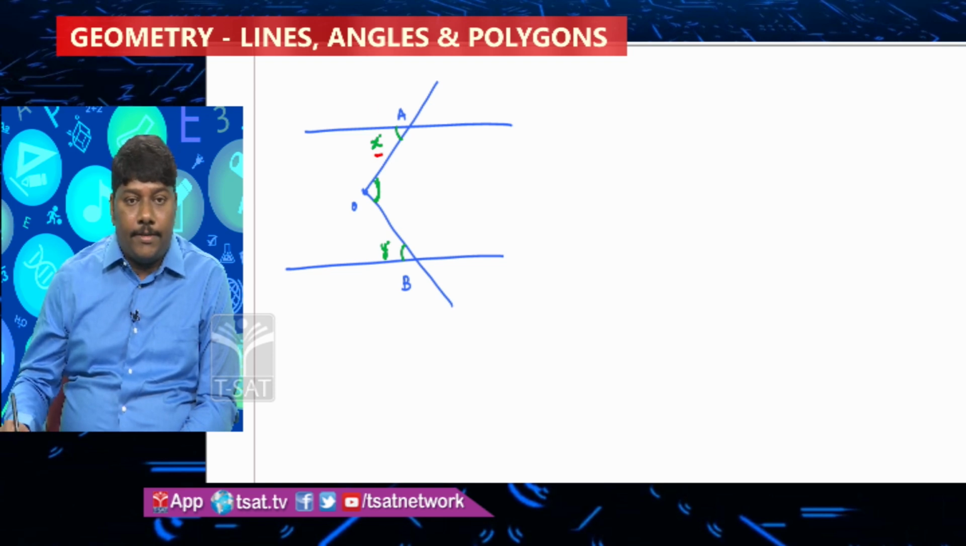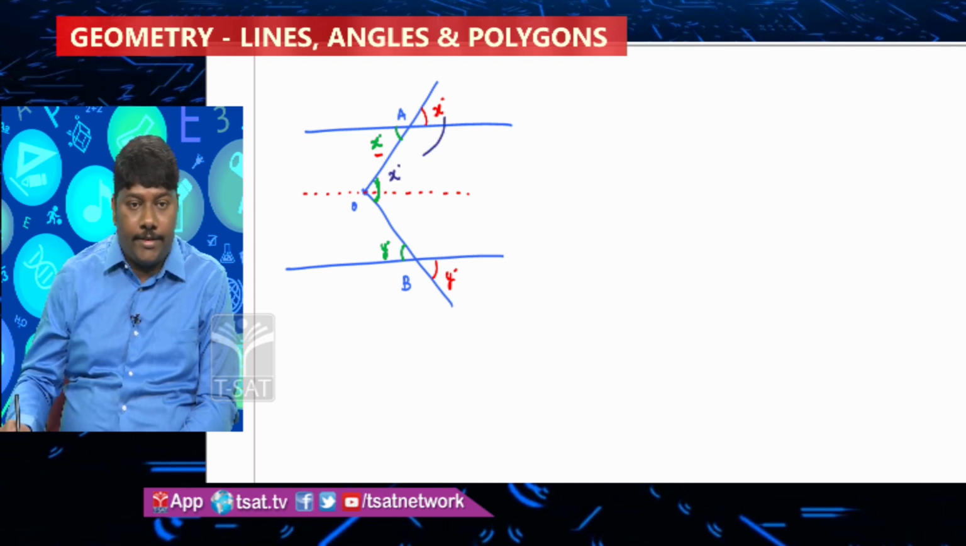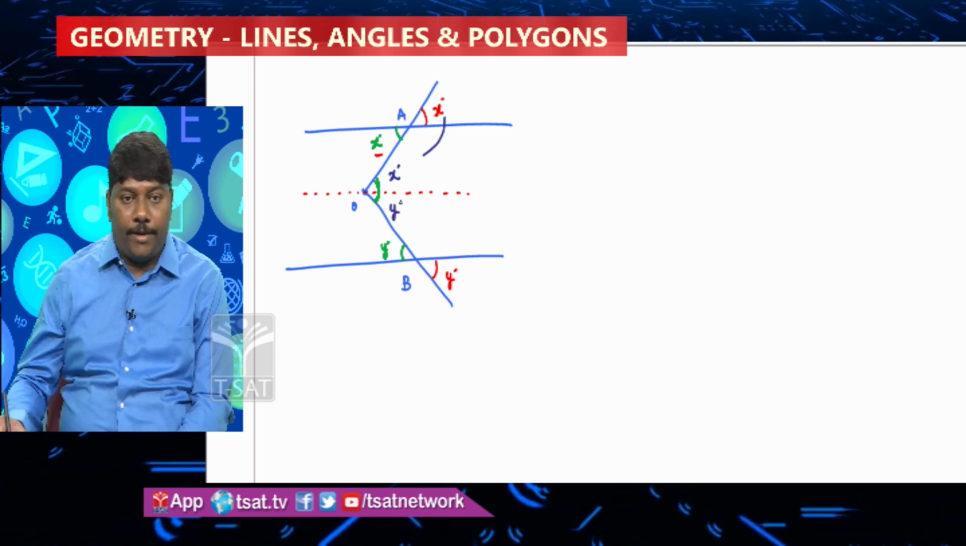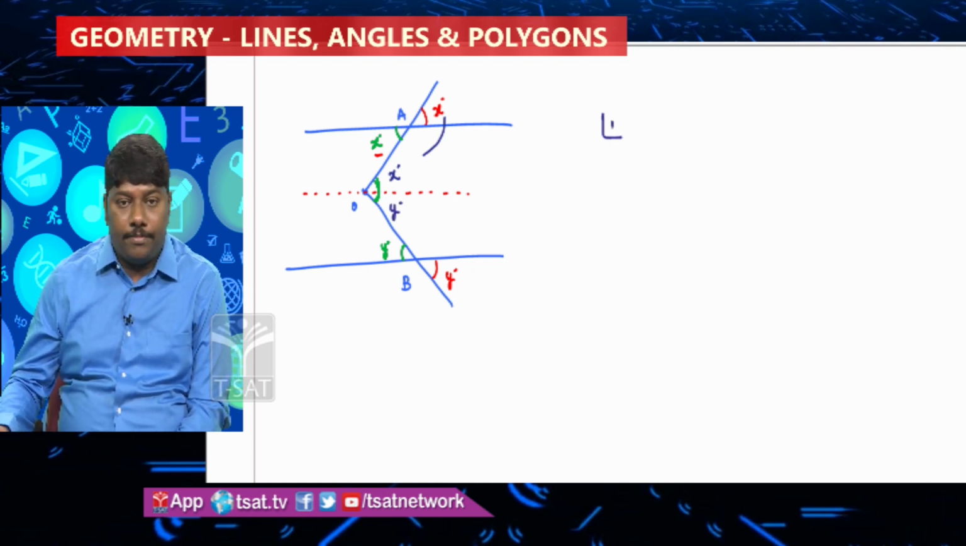See here, angle X, vertically opposite angle, X degrees, vertically opposite angle, Y degrees. Draw an imaginary line here. We can say these two are corresponding. Therefore, this is angle X. If it is Y, these two are corresponding, therefore it is Y. Now what is angle AOB? It is x plus y degrees.